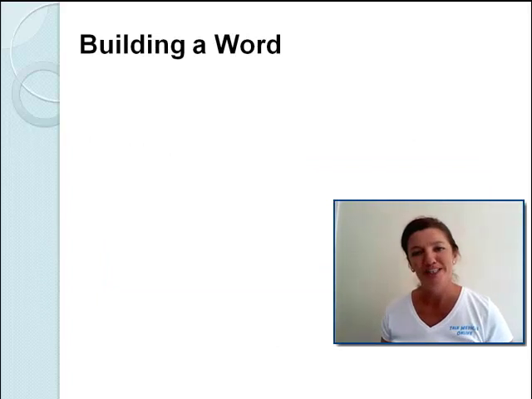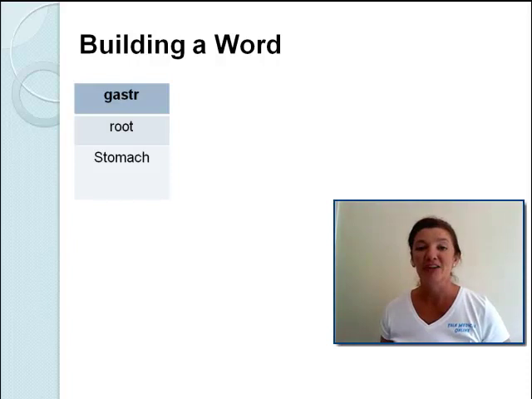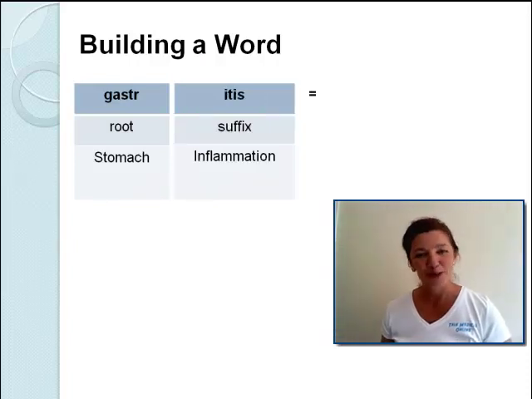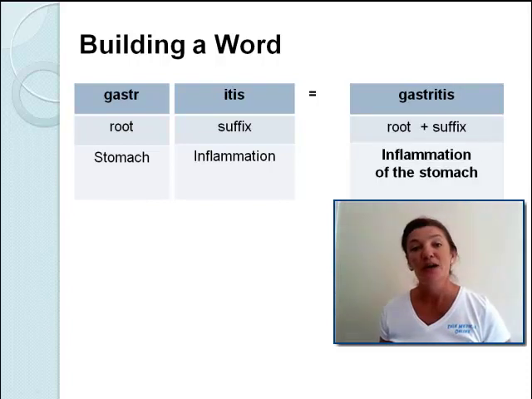Building a medical word. Let's take a nice simple term that you've probably heard of. Gastr means stomach. It's a root term. And we're going to join it with a suffix, itis, which means inflammation of. So if we add these two together, you have the word gastritis. So you have a root and a suffix joined together, and it means inflammation of the stomach.